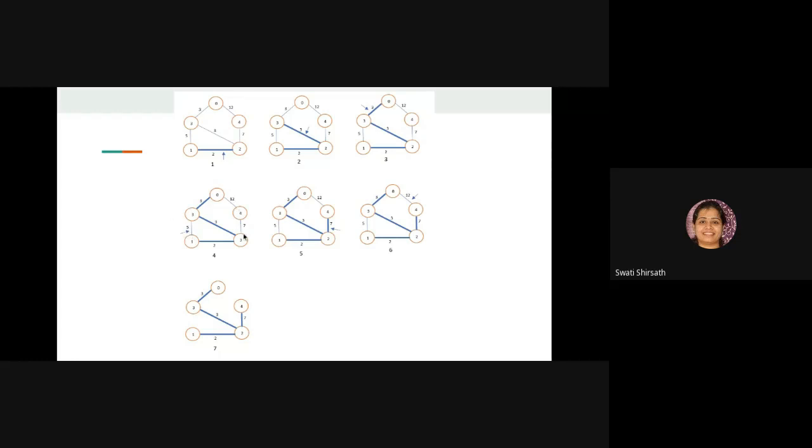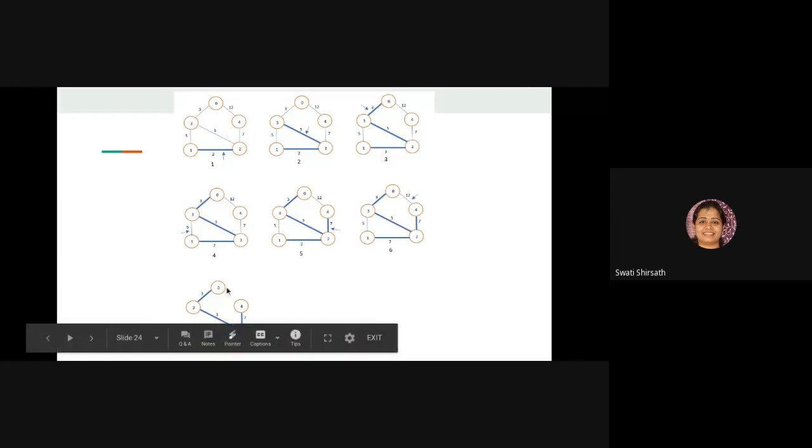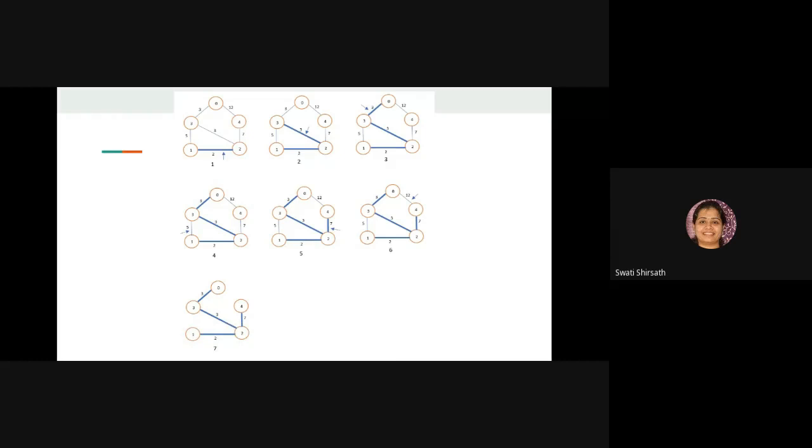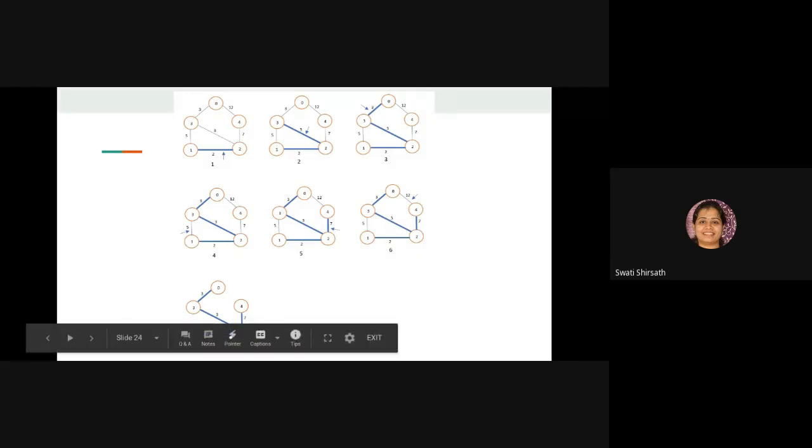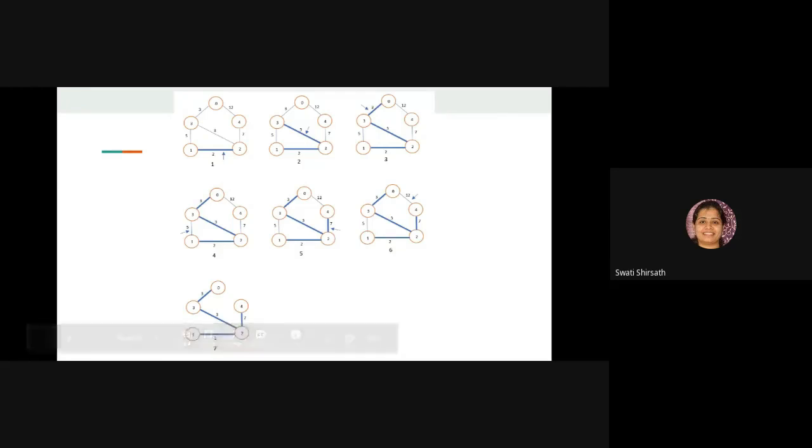Then we will move to the next edge, which has weight 7. So we will add it. It is not forming a circuit. Then after that we have 12. See, if we consider 12, it will form a circuit. So we will not consider 12 also. And this is our final graph. The one shown in the last step, the 7th step, is our final graph, and that is our minimum spanning tree. And what is the weight of this tree? 3 plus 3 plus 2 plus 7. Okay, so that is the minimum weight of your tree.